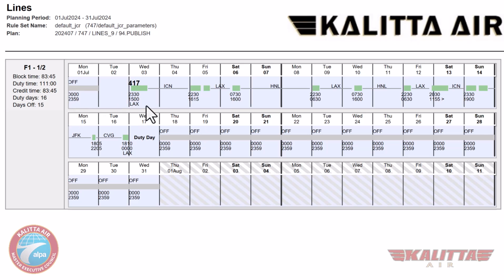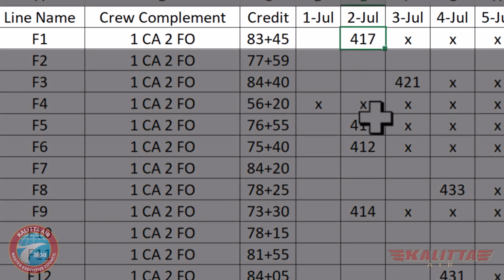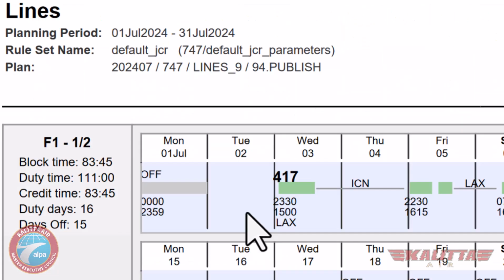Now, this is a great example of that overview page. If we look at line 1 on the overview, you'll see that it starts on the 2nd. It actually worked this time, so they might have fixed it. But either way, use caution. Yes, beware. Use caution. So this is a great example of the trip that we'll talk about next.